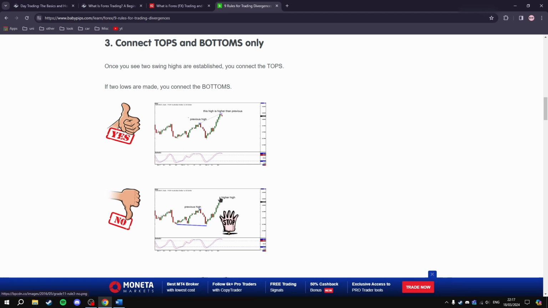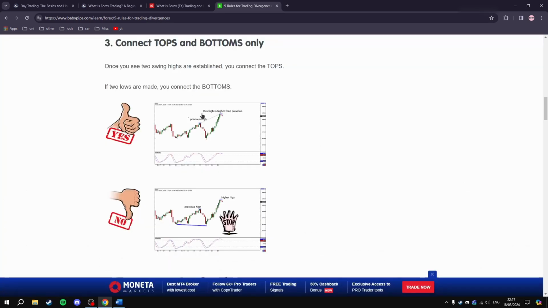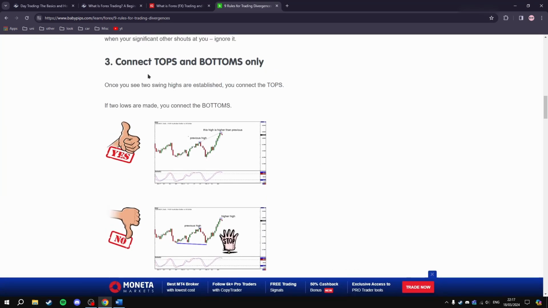If two lows are made, you connect the bottoms. Connect tops and bottoms only. Once you see two swing highs are established, you connect the tops. If two lows are made, you connect the bottoms.